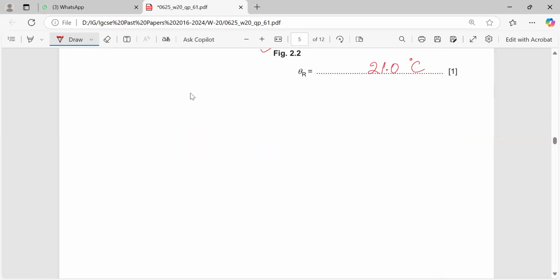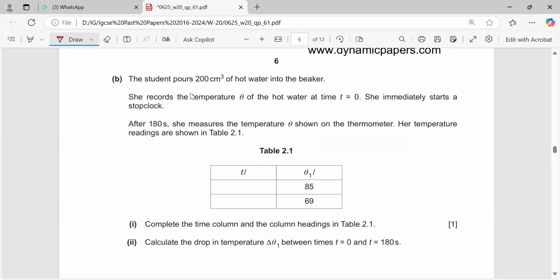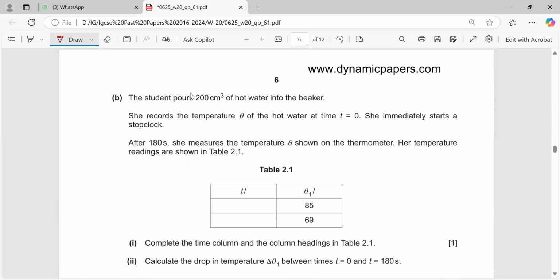Okay, my dear friends. Next, the student pours 200 centimeter cube of hot water into the beaker. She records the temperature theta of the hot water at time t equal to 0, meaning initial temperature of the hot water. She immediately starts a stop clock. After 180 seconds, she measures the temperature theta shown on the thermometer. The temperature readings are shown in the table: see, 85 and 69.